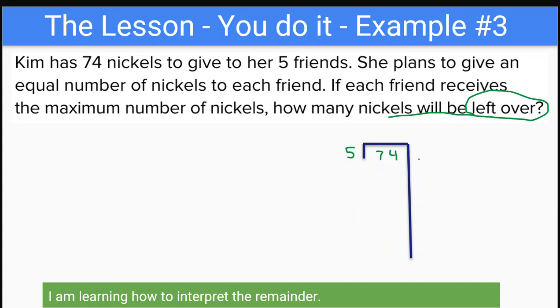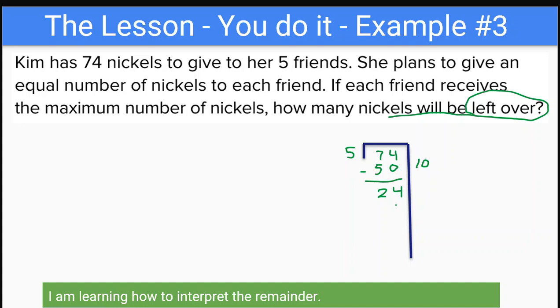Okay, well, I'm going to start off with taking out 10 groups of 5 of the nickels, okay? So 10 groups of 5 would be 50. We subtract and we get 24, okay? If she gave each of her 5 friends 10 nickels, that would be 50 of them gone right now, but she's still got 24 right here.